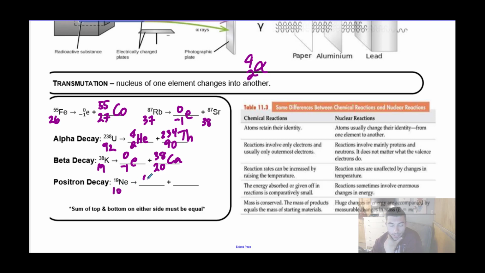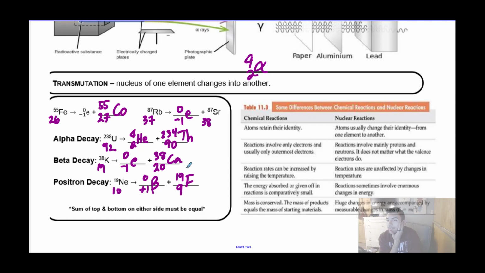And then positron decay. Neon-19 undergoing positron decay. A positron is essentially the opposite of a beta particle. It's a positive beta particle, right? Positron. And in this case, the mass is going to stay the same. But a proton is turning into a neutron in this case. So we're actually losing 1 proton. The atomic number changes from 10 to 9. Mass stays the same. If I'm losing 1 proton, but it's turning into a neutron, I'm losing 1 AMU and gaining 1 AMU, so there's no net change. We have the neon-19 turning into fluorine-19 after the positron decay.